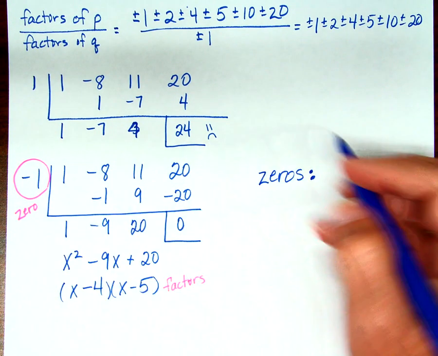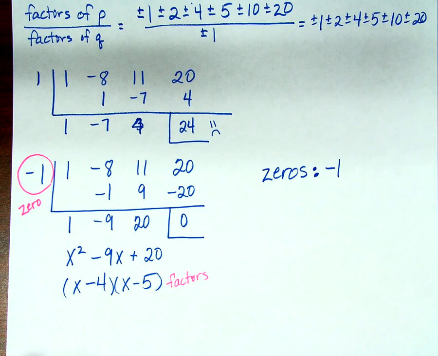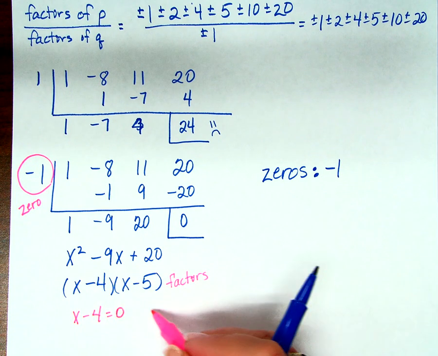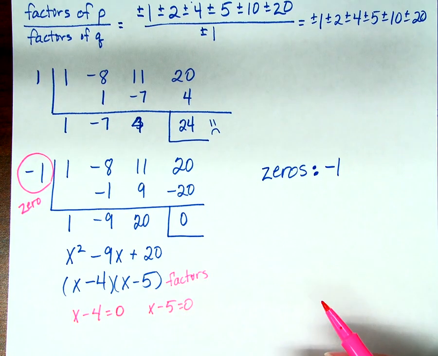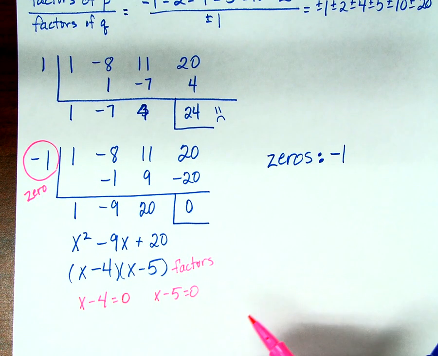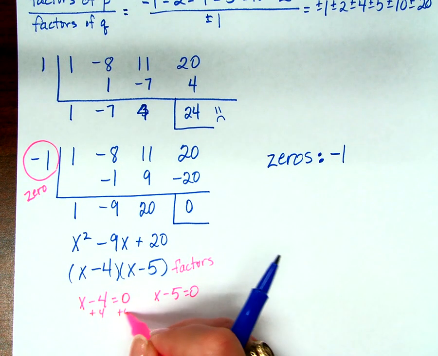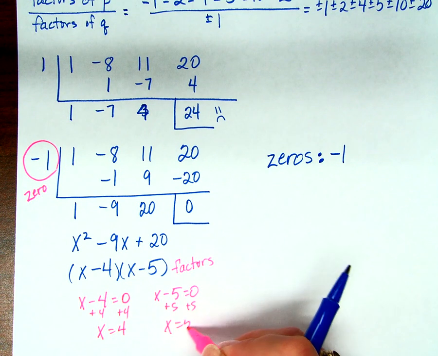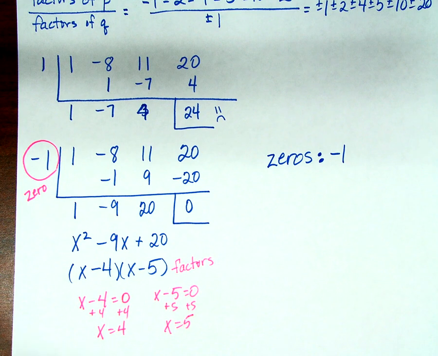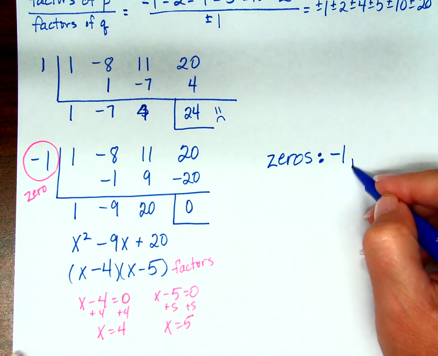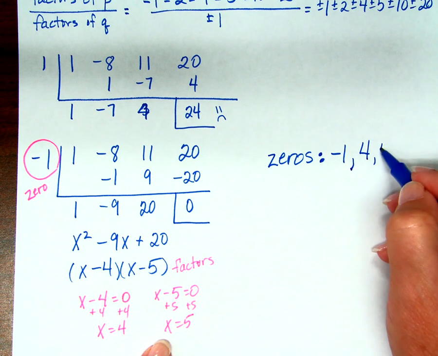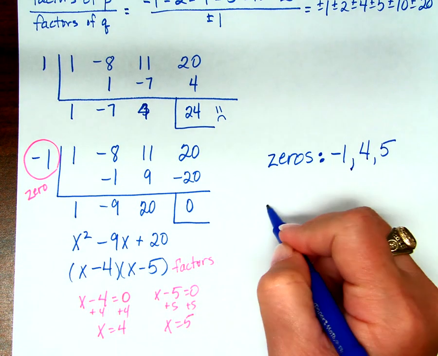I know I have a -1 as a 0. What are my other 2 zeros? Well, remember, to get a 0, I've got to take my factor and do what with it? I have to set it equal to 0. That's why they're called zeros. Or at least that's what I tell myself in my head. So my 3 zeros are -1, what? 4 and 5.